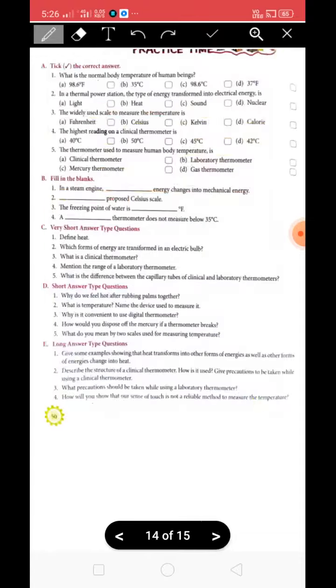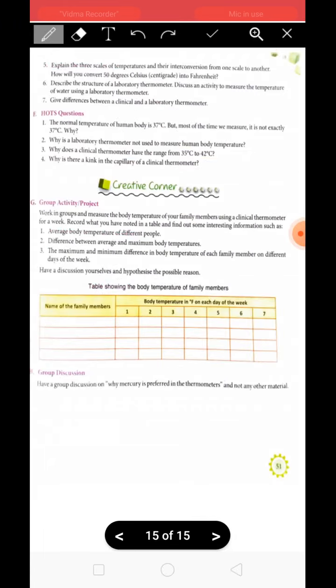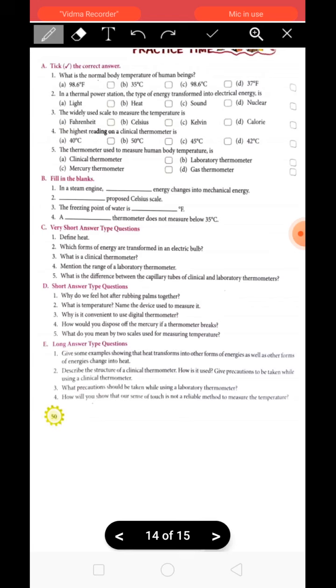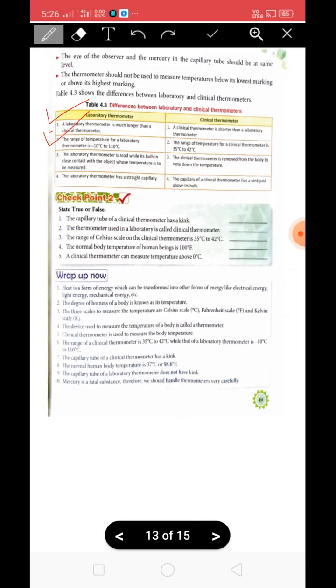Next question is, give the difference between a clinical and laboratory thermometer. It is given over here. You will write the differences from here, from page number 49.